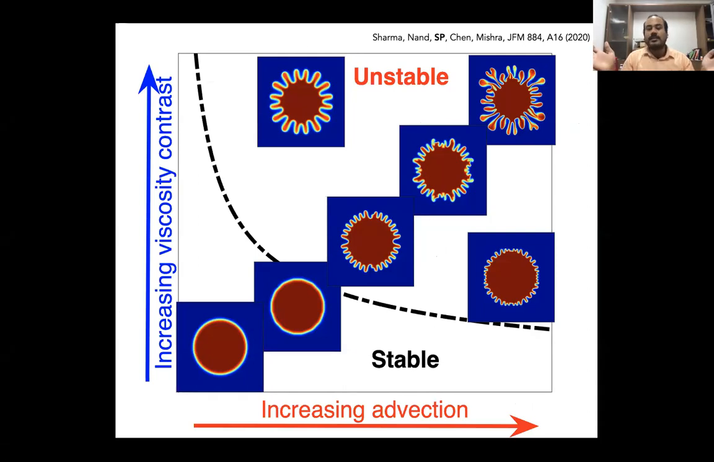We have done several simulations, and the simulations show that there is an interface, shown by the black dash-dotted line here, and the stable and unstable configurations for different advection speeds and different viscosity contrasts, namely in terms of the Peclet number and R, looking like different pattern formations. But clearly, on top of this dash-dotted line everything is unstable, and at the bottom of it everything is stable.